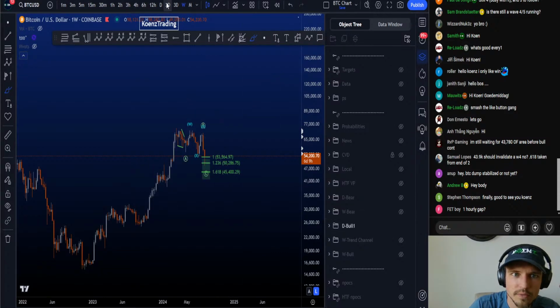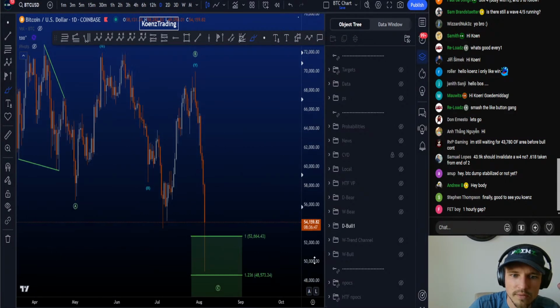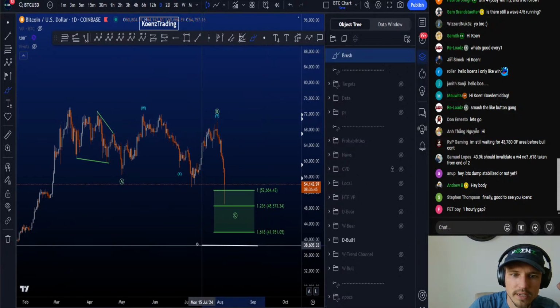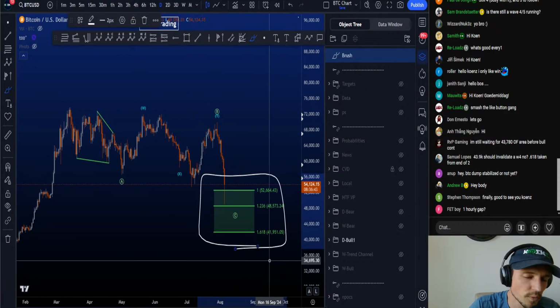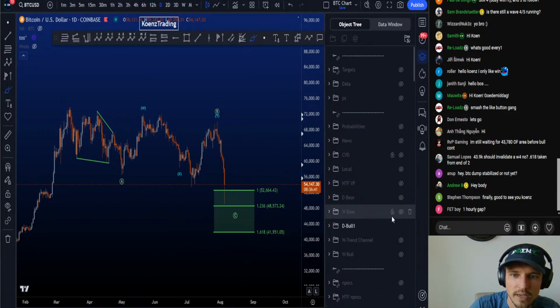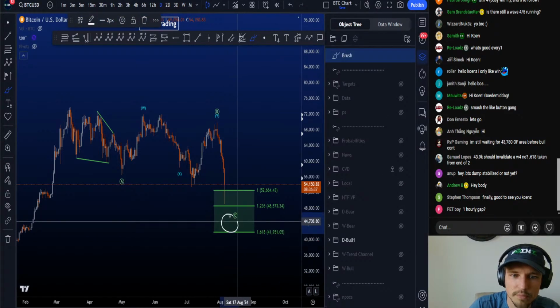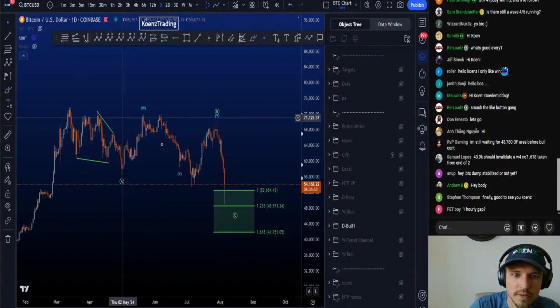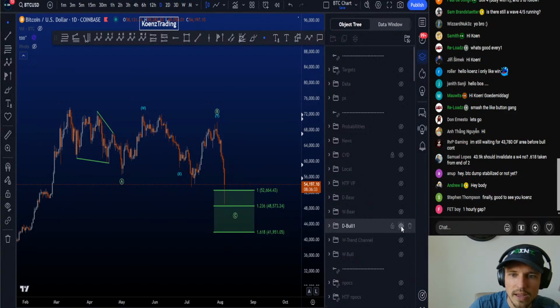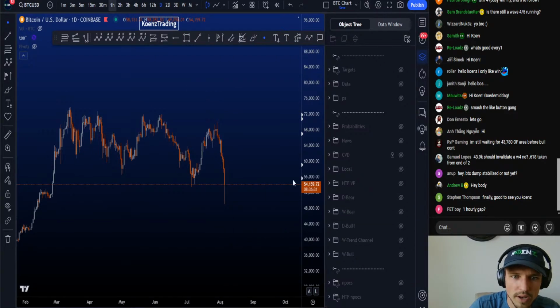On the daily time frame, probabilities are highest for the ABC zigzag here. This is your common target area for wave C. That's your area of interest. We have hit important support, right? We still have some important support as well at 45k. Very interesting.